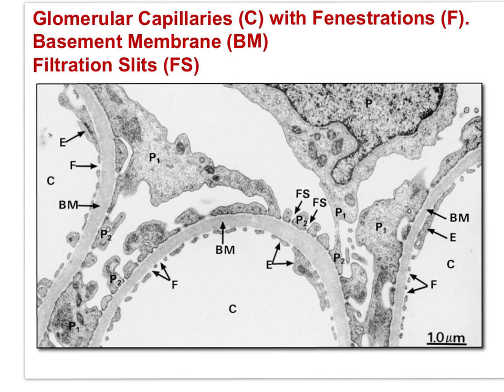Here is a micrograph of glomerular capillaries along with the wall of Bowman's capsule. Here is the capillary with its fenestrations. Here is the basement membrane just outside the capillary wall. And then here are the filtration slits formed of the podocytes of the inner membrane of Bowman's capsule. Remember that red blood cells and large proteins cannot leave this capillary. Only small molecules can exit to become filtrate in the nephron.